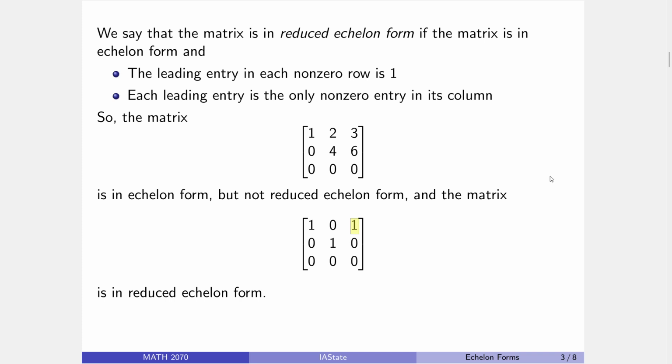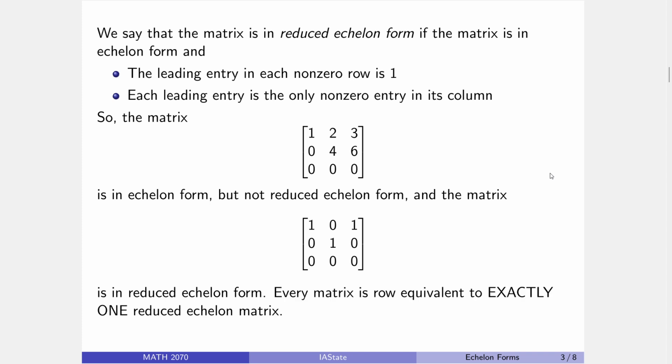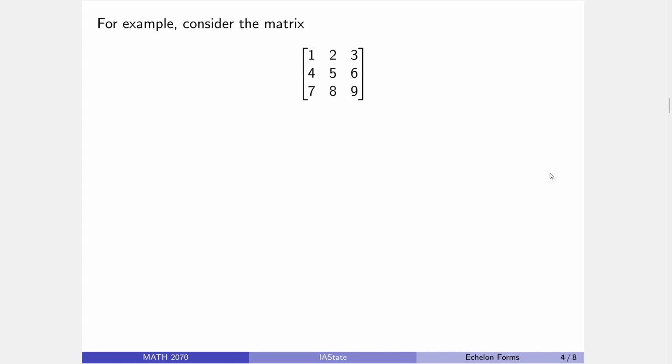So, worth noting that every matrix is row equivalent to exactly 1 reduced echelon matrix. It's usually referred to as the RREF, the reduced row echelon form matrix. And that might be useful information. Okay. So now that we actually have this terminology, let's go ahead and apply it to a matrix.